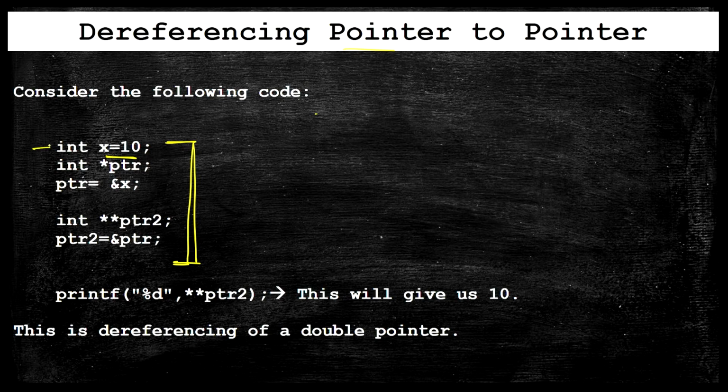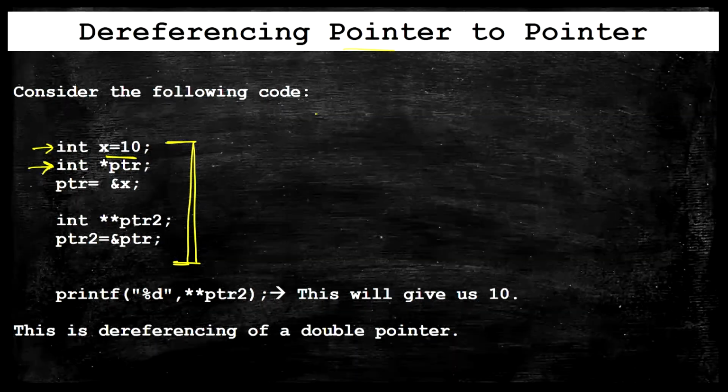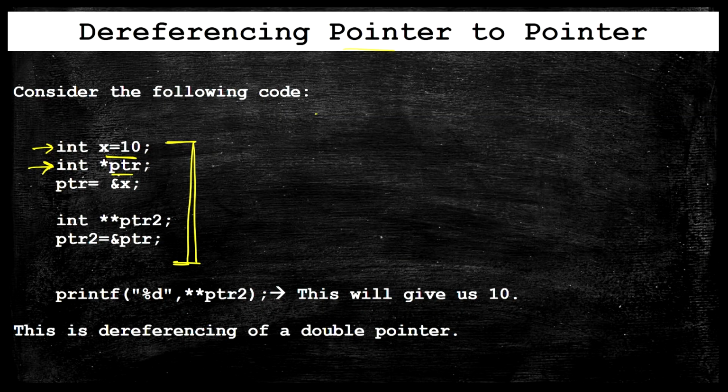So first we have x equal to 10, then we have a pointer declaration of integer data type. Then what is this pointer storing? This pointer is storing the address of x. Then we have a double pointer, which is ptr2. What is this ptr2 storing? ptr2 is a pointer which is storing the address of ptr, like the previous one.